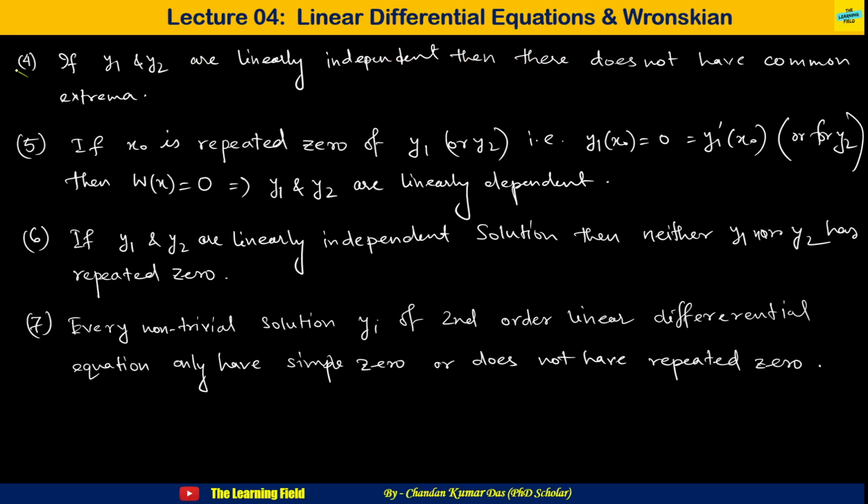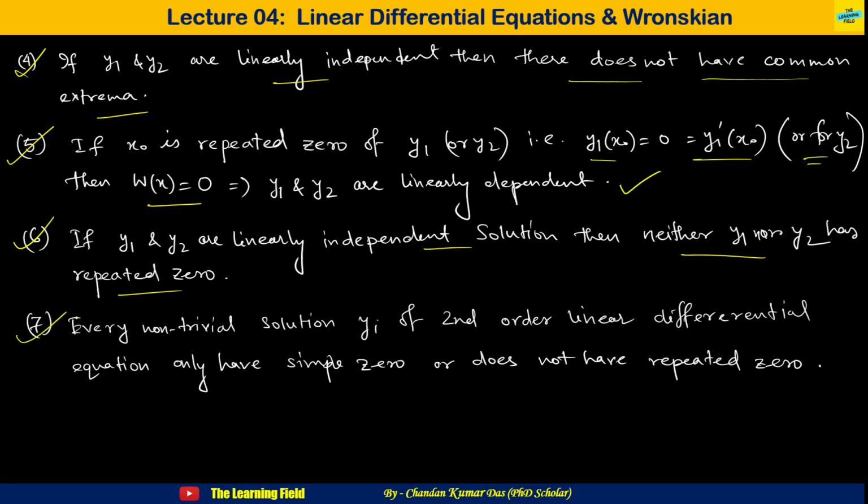Next, result number 4, the contrapositive: if y1 and y2 are linearly independent, then there is no common extrema. Number 5: if x0 is a repeated zero of y1 or similarly y2, that is y1(x0) equals 0 and y1 prime(x0) equals 0, a second order zero, you can say a repeated zero, then similarly for y2, the Wronskian equals 0 and y1 and y2 are linearly dependent. Similarly, the contrapositive of this is: if y1 and y2 are linearly independent solutions, then neither y1 nor y2 has a repeated zero.